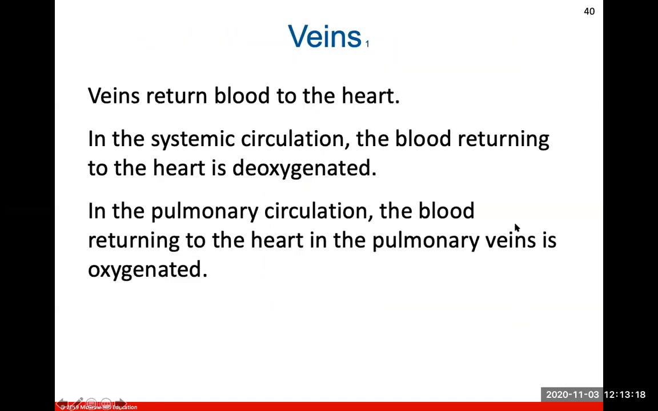The veins will all return blood to the heart. In systemic circulation, the blood returning to the heart is always deoxygenated. In pulmonary circulation, the blood returning to the heart in the pulmonary veins is oxygenated because it's coming from the lungs. So most often veins carry deoxygenated blood, except the pulmonary veins returning to the heart directly from the lungs.